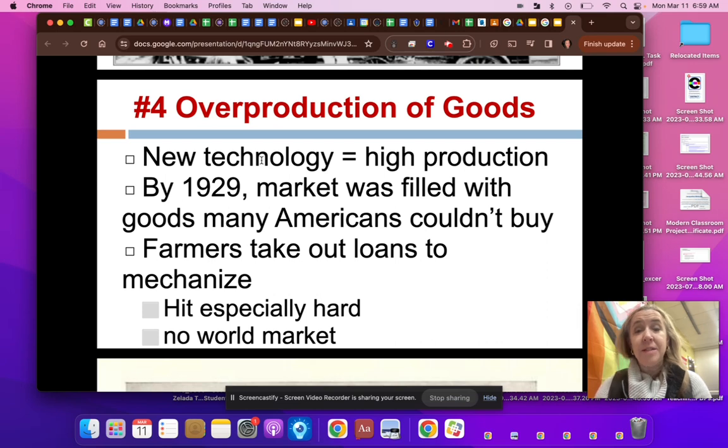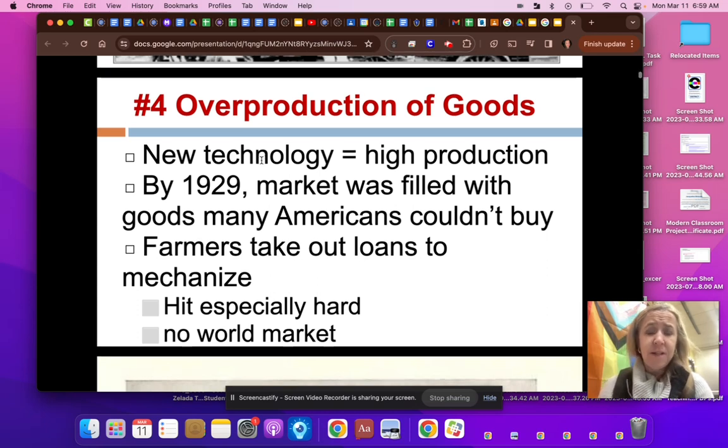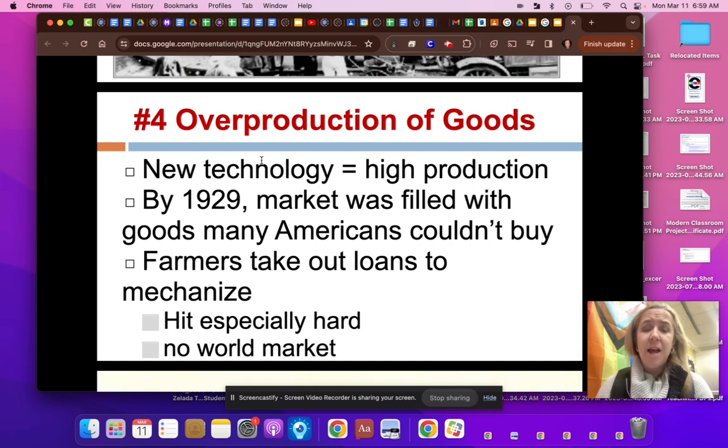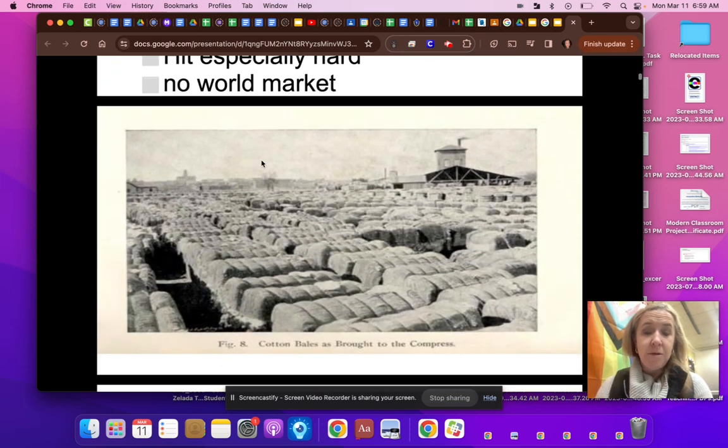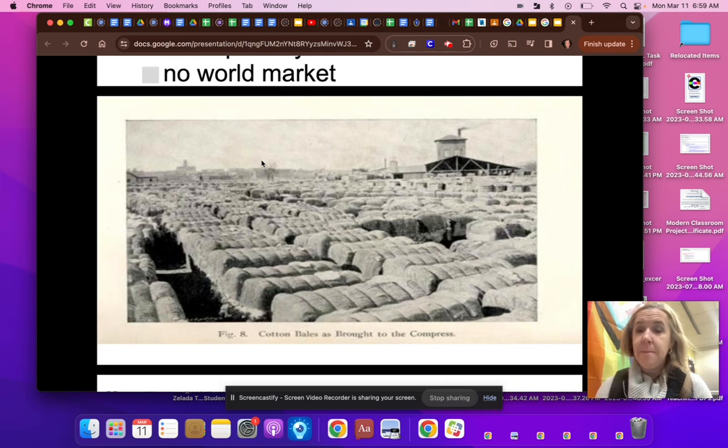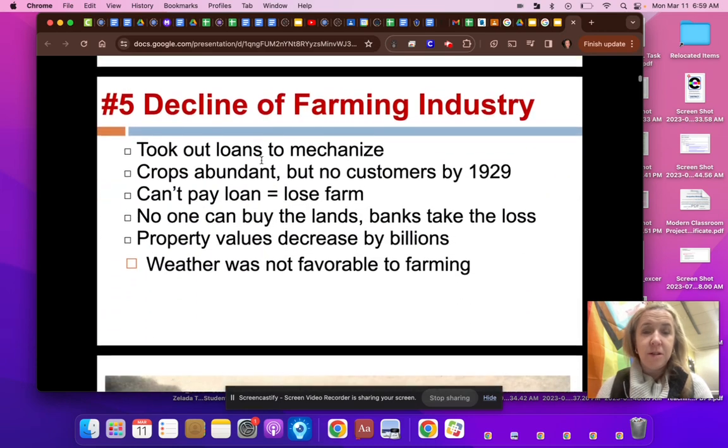Another cause was the massive overproduction of goods. So we had this new technology of the 1920s. We were producing things at an all time level. But then things are overproduced. The market was filled with goods, and many Americans by this point couldn't buy them. Farmers had to take out loans to mechanize, to have machines themselves. They were hit especially hard, and there was really no world market for the goods that were produced. So you had this massive amount of product with very limited buyers.